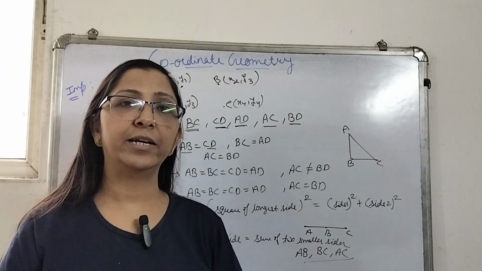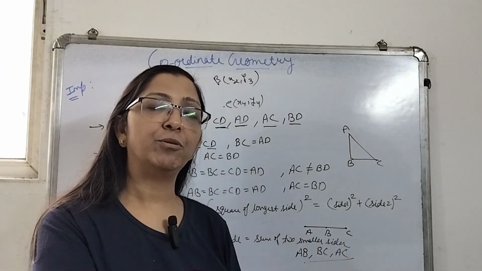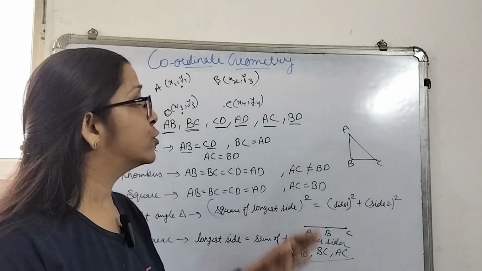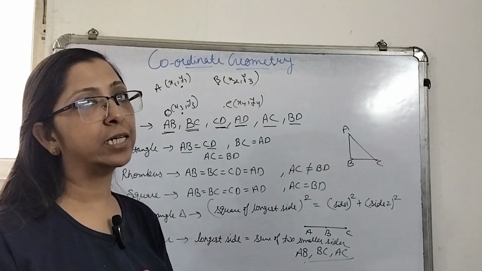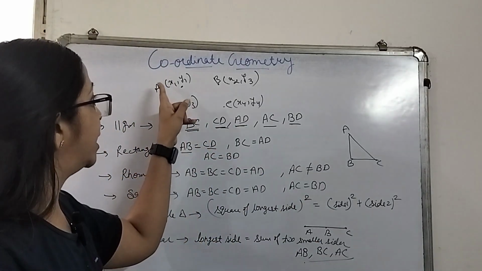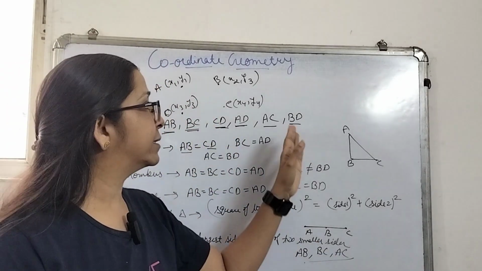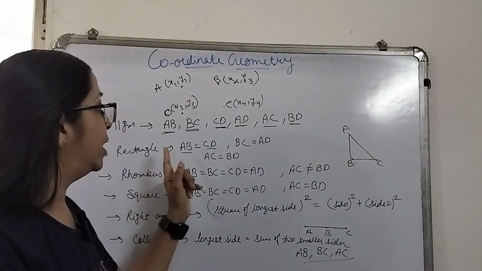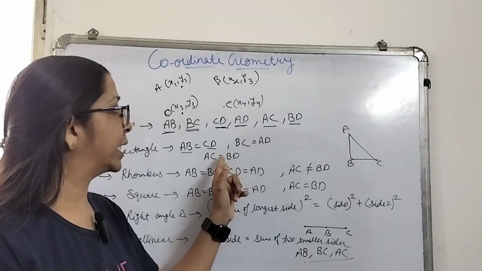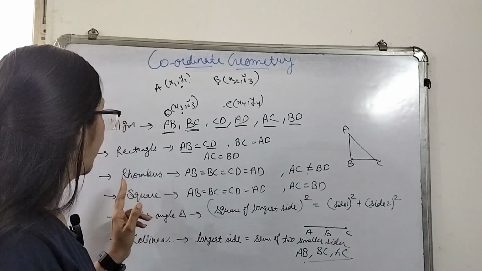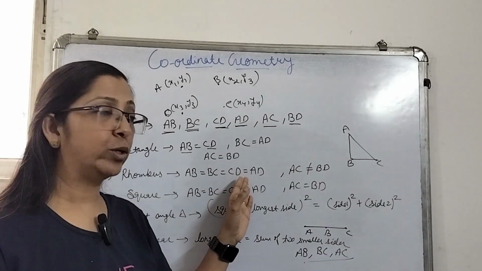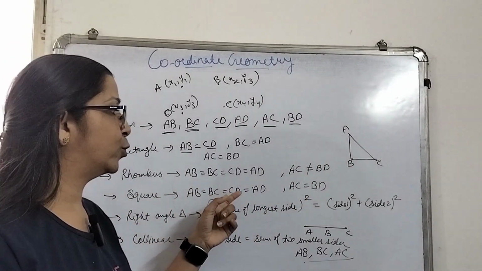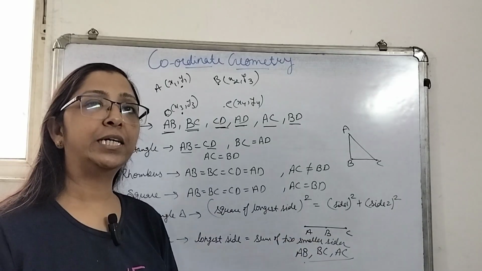There are so many questions related to it, like prove these are the coordinates of a parallelogram, or prove these are the coordinates of a right angle triangle. So for this we have to prove all these conditions. For a parallelogram, the opposite sides should be equal and the diagonals should not be equal. They should be unequal. For a rectangle, opposite sides should be equal and diagonals should also be equal. For a rhombus, all the 4 sides should be equal and diagonals should not be equal. For a square, all the 4 sides should be equal and diagonals should also be equal.